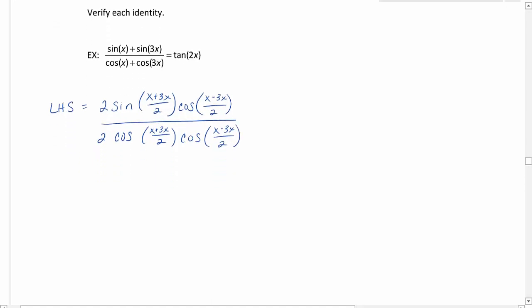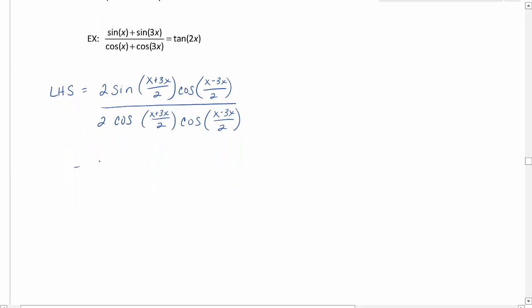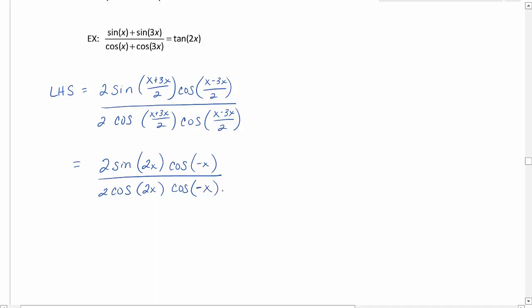So let's clean up those arguments. x plus 3x is 4x, divided by 2 is 2x. And then for cosine, x minus 3x is a negative 2x, divided by 2 is negative x. In the denominator, x plus 3x divided by 2 gives us 2x like the numerator. And x minus 3x over 2 gives us negative x, also like the numerator.